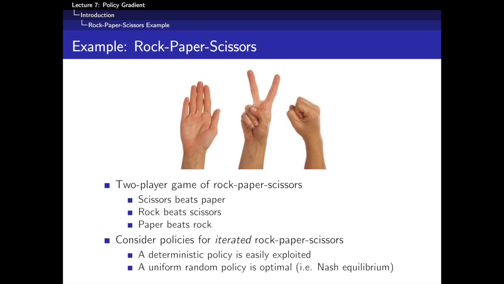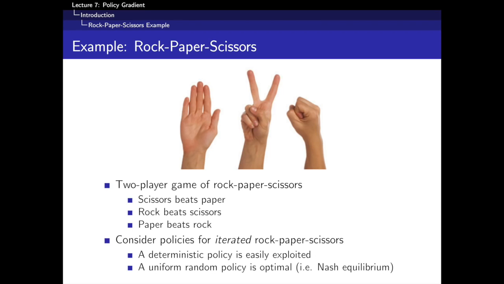So the first example is rock, paper, scissors, which has lots of different names depending where you're from and how you play this. It's just the game where you show paper, scissors, or stone, and scissors beats paper, rock beats scissors, paper beats rock. If you were to play this deterministically, any deterministic strategy is very easily exploited. If I always play rock, you'll very quickly figure out that you should just play paper and I'll lose every single time.